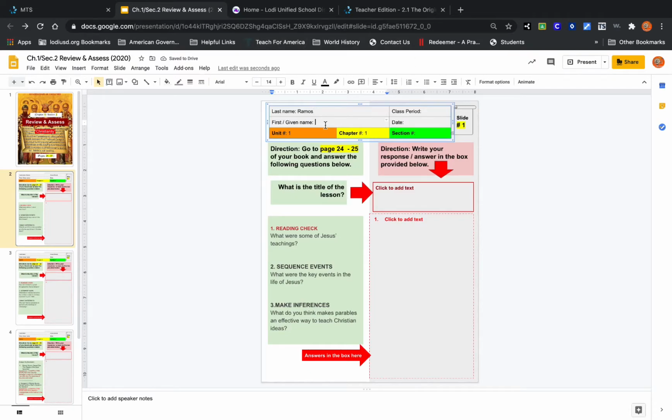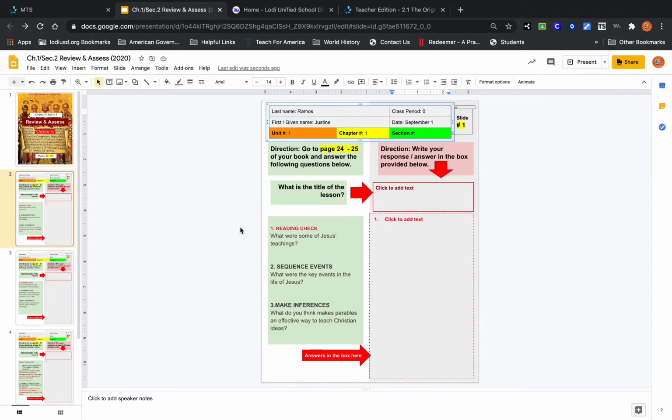You will be required to fill up the information for every slide so that you will develop a good habit of writing your name, class period, and even the date. Now let's read the direction. Go to pages 24 to 25 of your book and answer the following questions below. And that is a very straightforward direction.